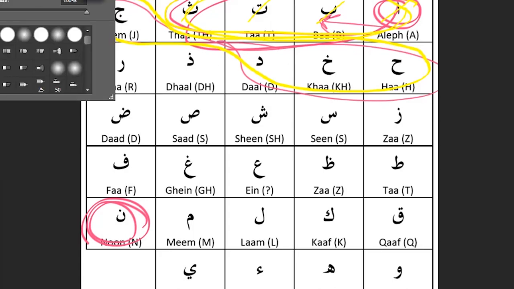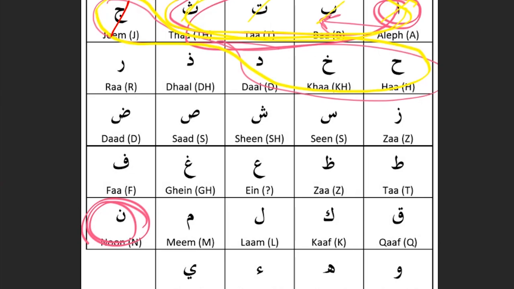Last time we took Jim, Ha, Kha, Dal. So we have Alif, Ba, Ta, Sa, Jim, Ha, Kha, Dal. Today we're gonna go through this part of the letters. This is gonna look really interesting at the end of the course. These four letters are what we're gonna go through today. So let's start.